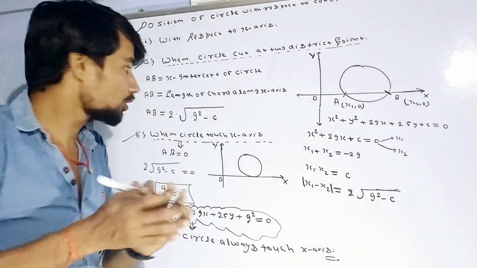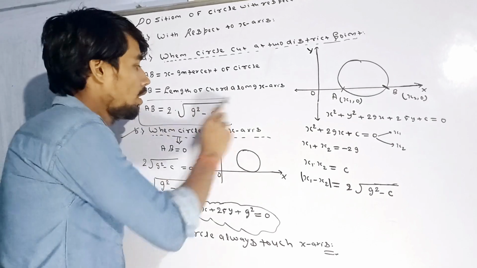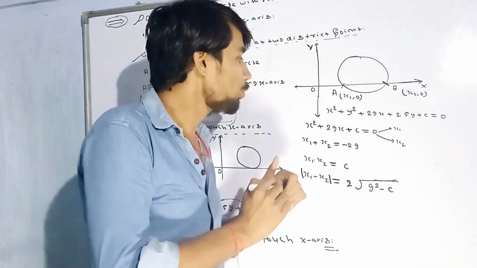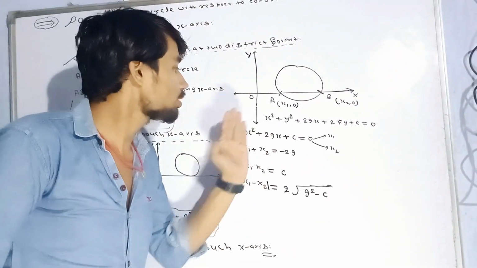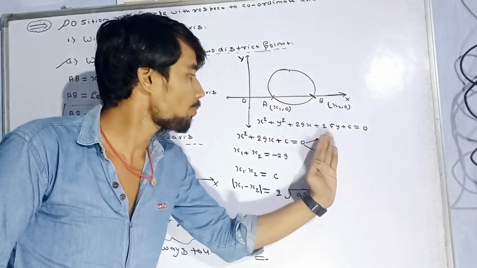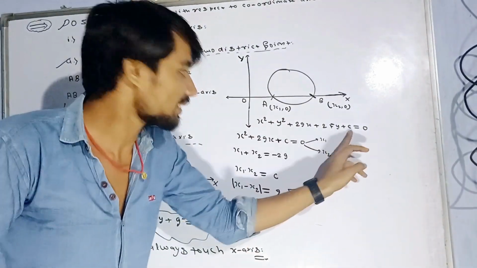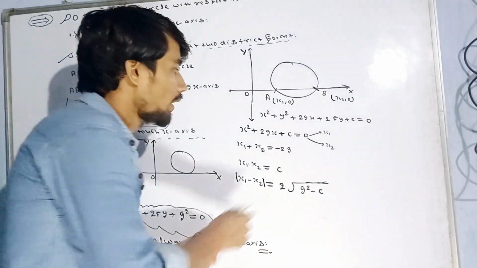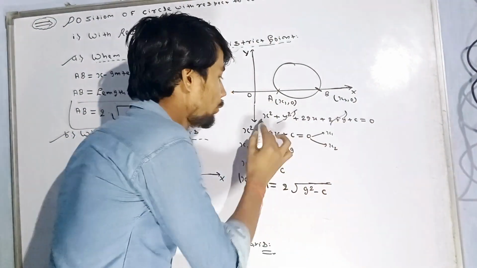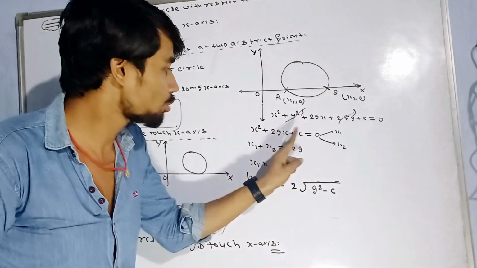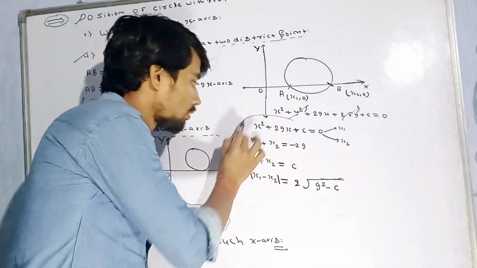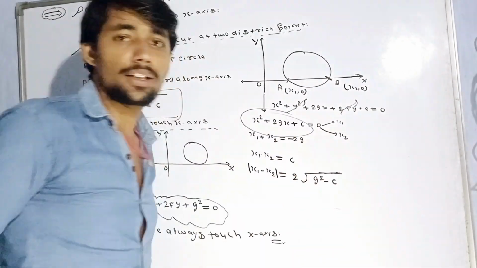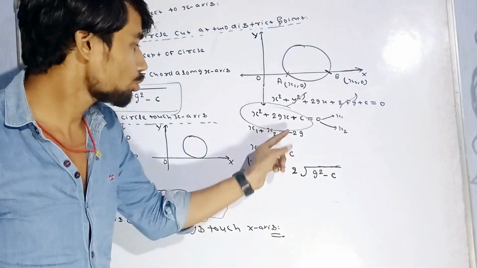Again, if you want to prove it, start from here. We know that the general equation of a circle is x square plus y square plus 2gx plus 2fy plus c is equal to 0. When it cuts the x-axis, then y is 0, so put y equal to 0. Then you get x square plus 2gx plus c is equal to 0. We know that the roots of this are x1 and x2. So x1 plus x2 is minus b by a.